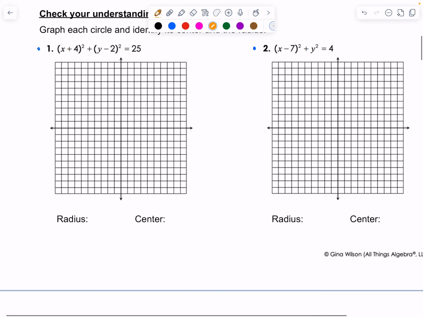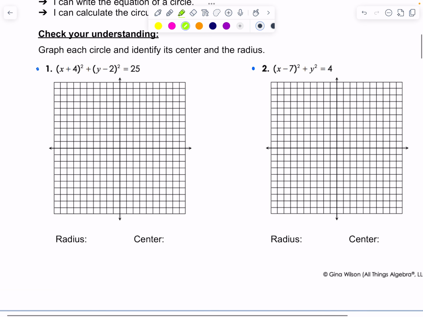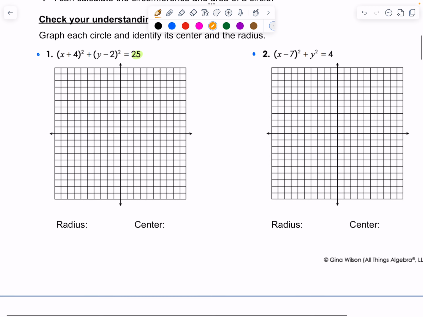The first one. We're given the equation of a circle. And the first thing I notice is it asks for the radius, which I'm going to look at, this 25. Now, that is not the radius. That is the radius squared. So if I take the square root of 25, my radius is 5.